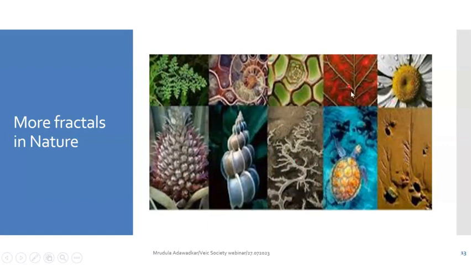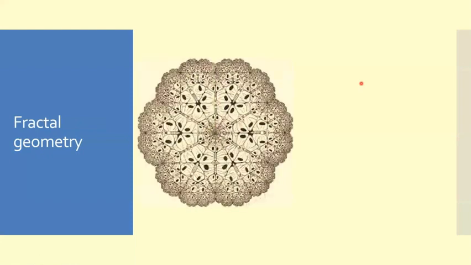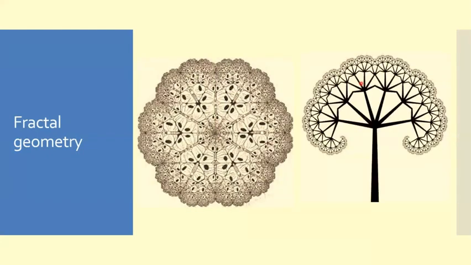We can find those patterns in venation, like the arrangement of veins on leaves. And this fractal geometry is really very peculiar. So this is the top view and this is the side view of fractals. So we can see that.